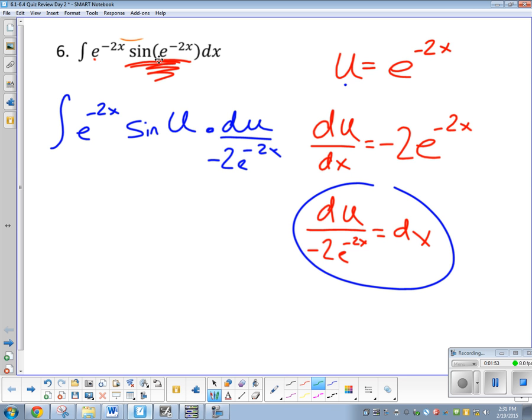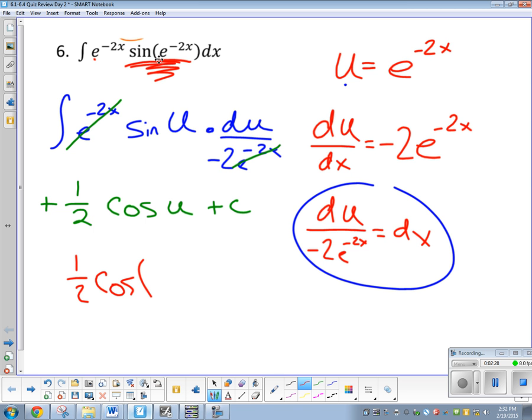Now what? e to the negative 2x, e to the negative 2x cancel. The negative 1/2 is going to pull out in front. And I can integrate sine of u. What is the antiderivative of sine of u going to be? Cosine, negative, so it's going to be positive, of u plus c. To finish it, since I'm not plugging in any numbers, I'm just going to replace what u is. So it's 1/2 cosine of e to the negative 2x plus c.